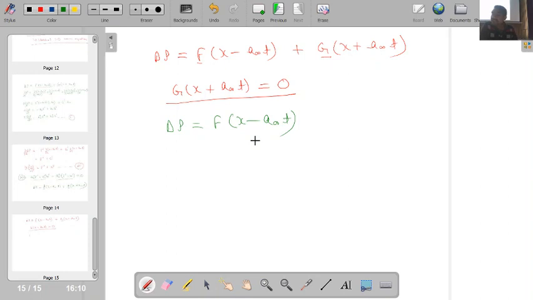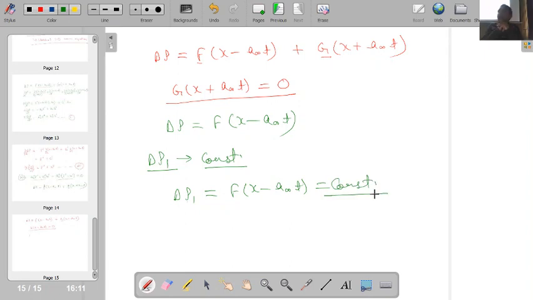Okay, now let's consider I have some known disturbance delta rho 1. I have some known value of disturbance delta rho 1 and I want to see how this disturbance delta rho 1 will be propagating. So this is a known and a constant disturbance. Okay, so if delta rho is f of x minus a infinity t, I want to study only a fixed disturbance which is propagating in space and time. So that is delta rho 1. So I can write delta rho 1 equal to f of x minus a infinity t, and this delta rho 1 is nothing but equal to constant.